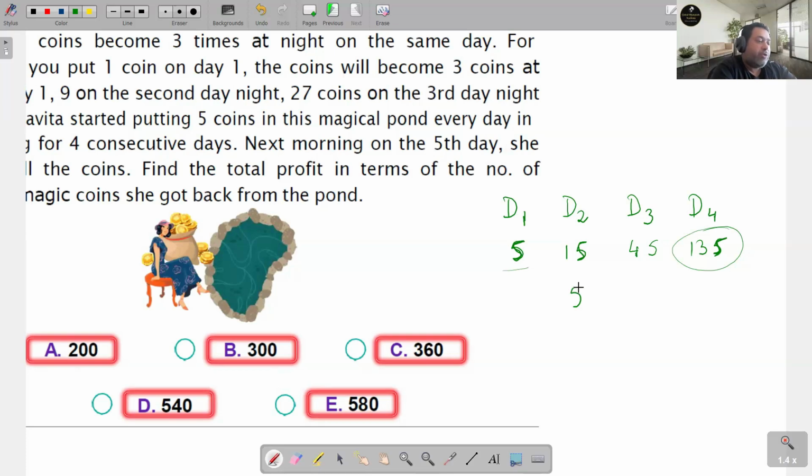Okay. If she puts in 5 coins, then this one will become 15 and this one will become 45. Right. Day 3 again she puts 5 coins and these coins will become 15. Right. And day 5 she puts again 5 coins.